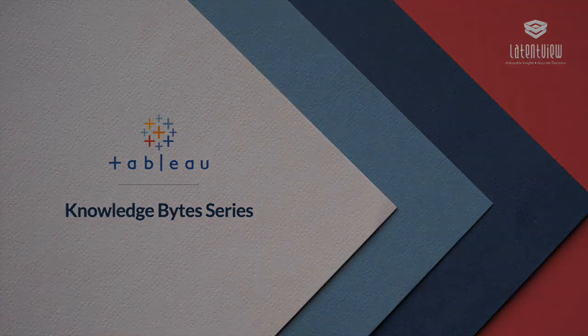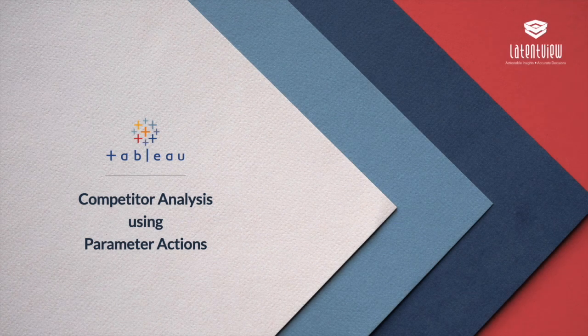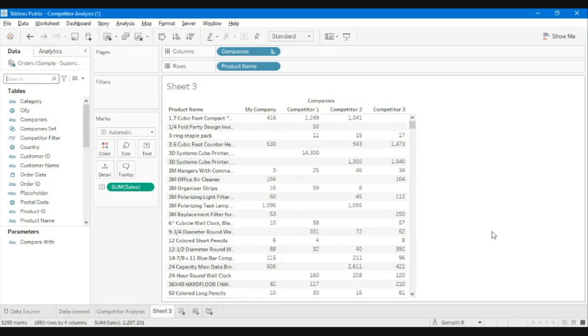Hello everyone. In the Tableau Knowledge Bytes series, let's see how to compare a company with other companies, but only for the products that both companies sell. For example, here I have shown you the products as well as the companies and their sales.